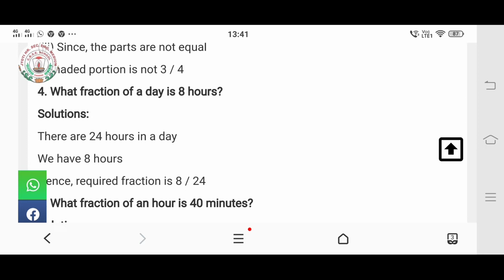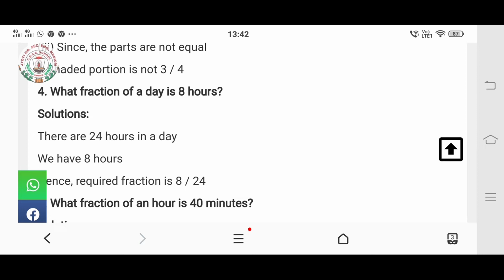8 by 24 is the fraction. You can also convert this into simplest form. 8 ones are 8, 8 threes are 24. So 1 by 3 can also be the answer. You can leave the answer as 8 by 24 also. Coming to the next question.